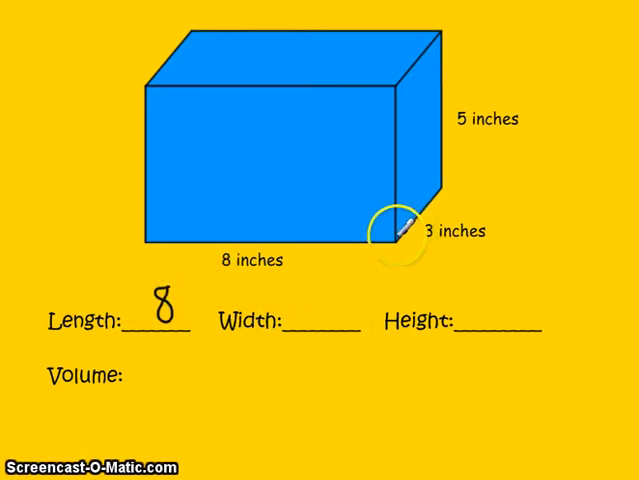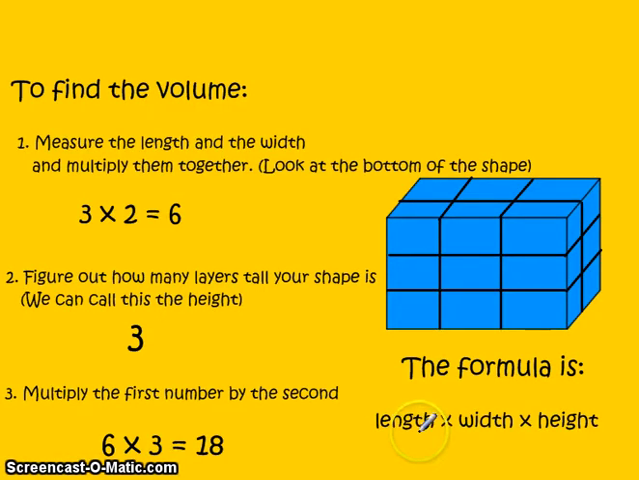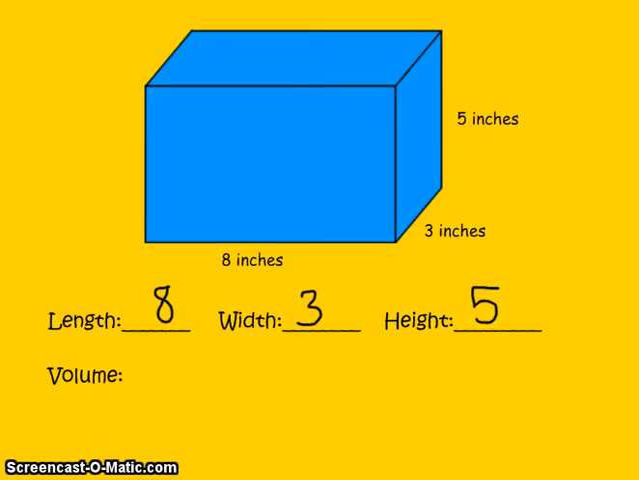My width is 3. And we all know height is how tall. It would be 5 layers tall. And now I could find the volume. Well, if we look back at that other slide, we know that we find volume by doing length times width times height. So I could do length times width. Well, I already know that 8 times 3 is 24. And then I need to do 24 times 5.